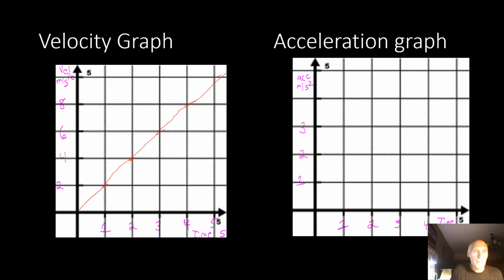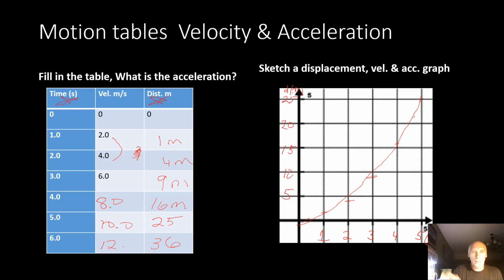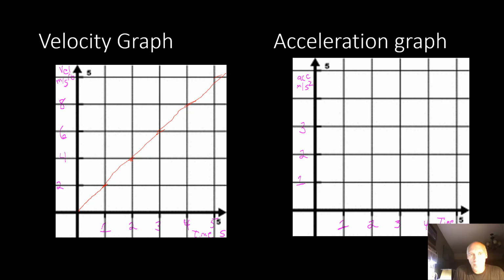And finally, what is our acceleration? Well, every second that goes by, it's increasing by 2, 2, 2, 2. So it's going to be a constant acceleration right at the 2 mark. So it's going to be a horizontal line just like that. That's your acceleration graph.